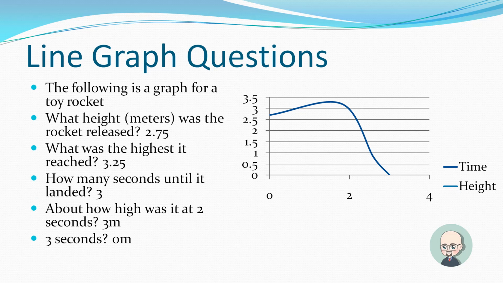Okay, we're back. So the height in meters it was released at was 2.75. Look at the 0 value. Okay, that's the time, and the height at 0 is 2.75. The highest it reached, find the high point on the graph. It was 3.25. It's at about 2 seconds or so.